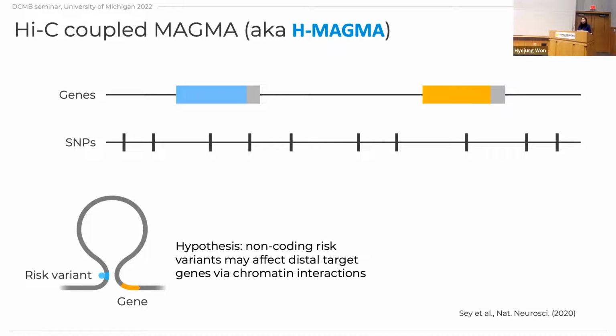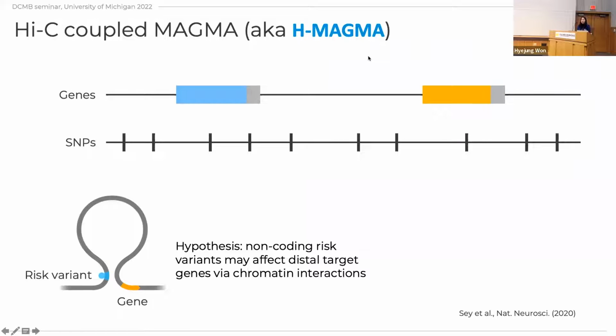Because of that, we had a hypothesis that these risk variants that are associated with any trait can potentially affect genes that are pretty distal by forming these chromatin loops, so that the risk variant may not really affect the nearby genes, but can affect the genes that are distal if they are in close physical proximity in the three-dimensional space. So with that hypothesis, we have built what we call Hi-C coupled MAGMA, or H-MAGMA.